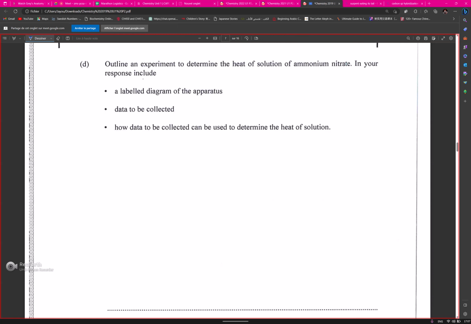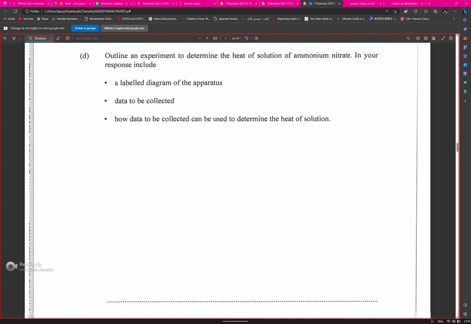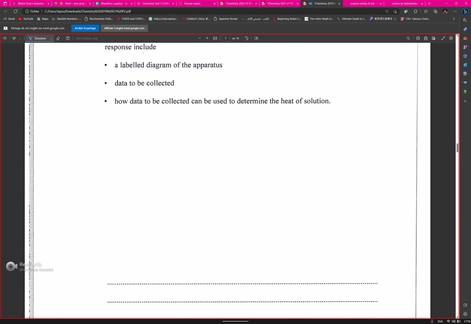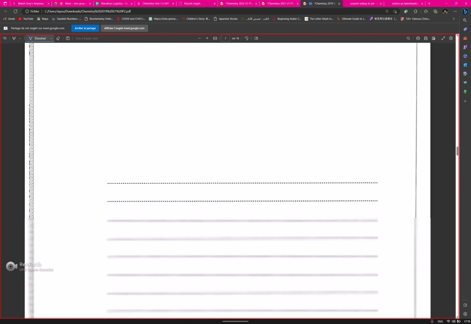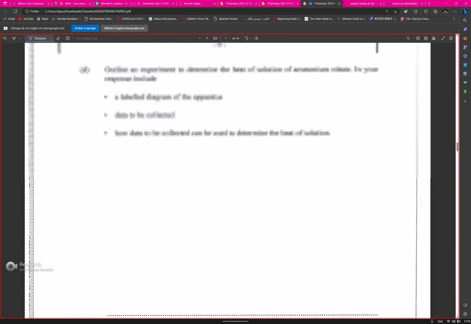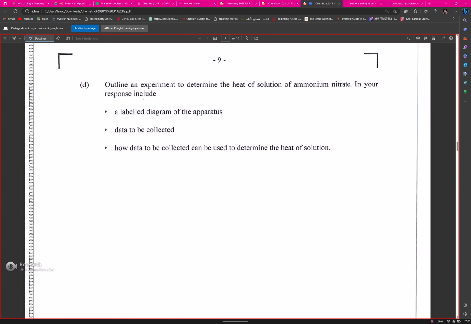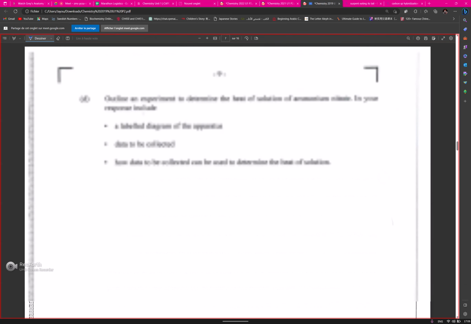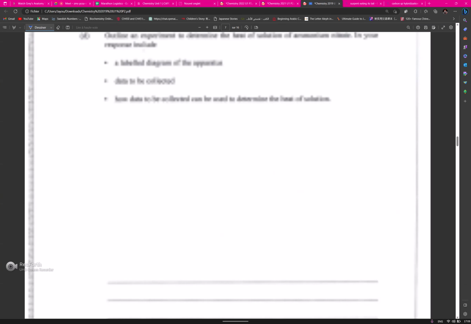Outline an experiment to determine the heat of solution of ammonium nitrate. In your response, include those. We did this. We looked at this on the other paper. It's the same thing that we discussed before about the calorimetry, basically. You remember the entire thing?